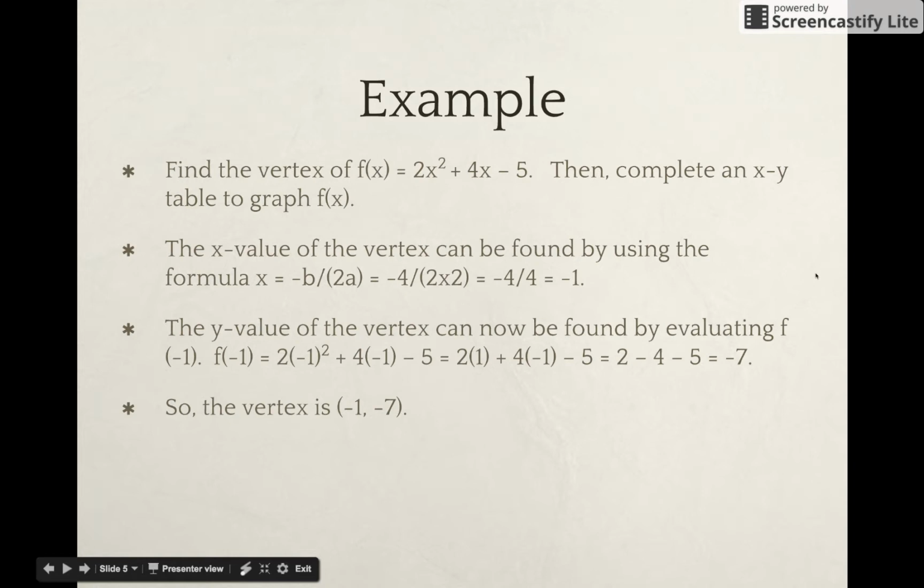So we know when looking at the xy plane that when x is -1, we should find the ordered pair of our vertex. To find the y value, we find f(-1). We simply plug in that x value into our function. F(-1), going into the function replacing x and simplifying, we get -7. So the vertex is (-1, -7).